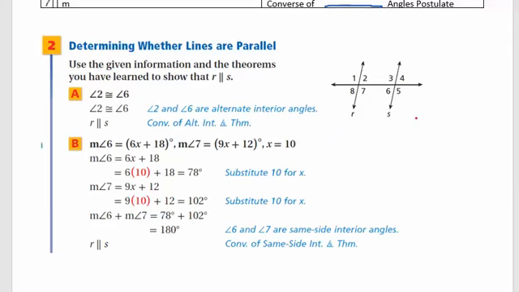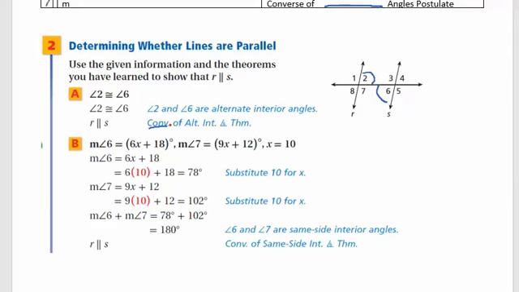All right, let's look here. We have that angle 2 is congruent to angle 6. And if angle 2 is congruent to angle 6, then we can look at what kind of angles these are. Well, these are alternate interior angles. So if they are congruent, then by the converse of the alternate interior angles theorem, I know that the two lines must be parallel.